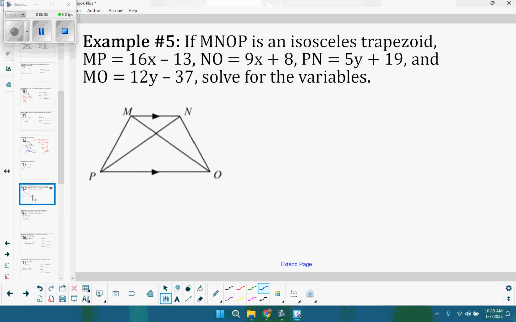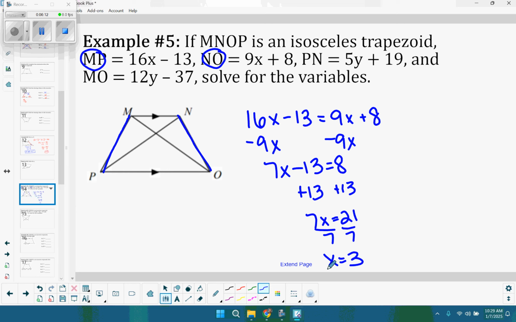So we'll get rid of our 9x. We'll add our 13. And we'll divide by 7. So we get x is 3.